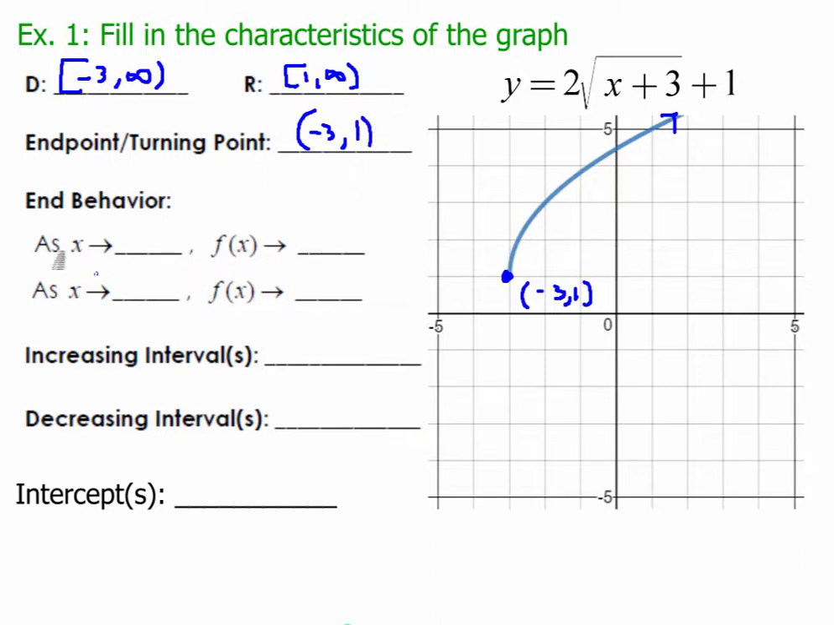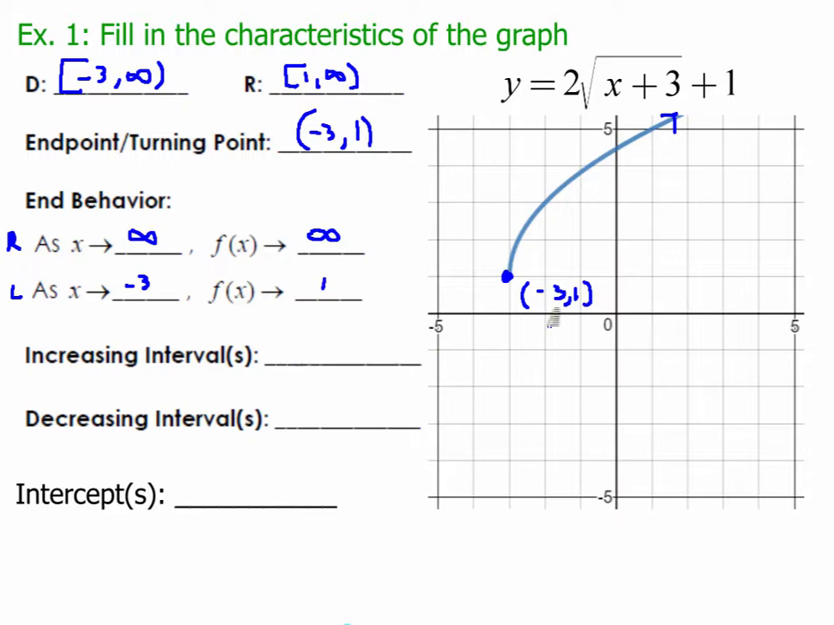And then my end behavior. All right, so we're going to have end behavior on two sides: our right end behavior, and our left end behavior. So on the right side, this graph continues to go on forever to the right, so x goes to infinity. And it's also going up forever, so f of x also goes to infinity. On the left-hand side, it doesn't go on forever, it stops right here. So because it stops right here, we have an endpoint, which means on the left-hand side, we're going to this point. So x is going to -3, and y is going to 1.